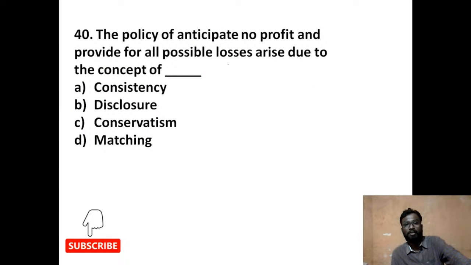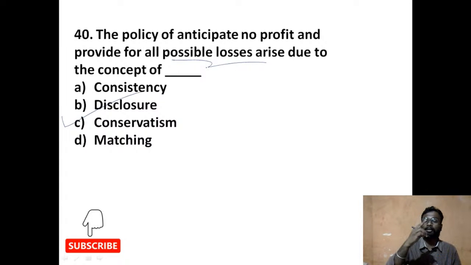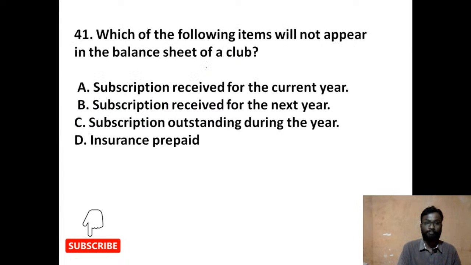So the policy of anticipate no profit and provide for all possible losses arises due to which concept? The concept of conservatism. The concept of conservatism speaks about anticipating no profit and providing for all possible losses. In the earlier question, we discussed provisions that have been created for the debtors, isn't it? So it is as per the concept of conservatism.